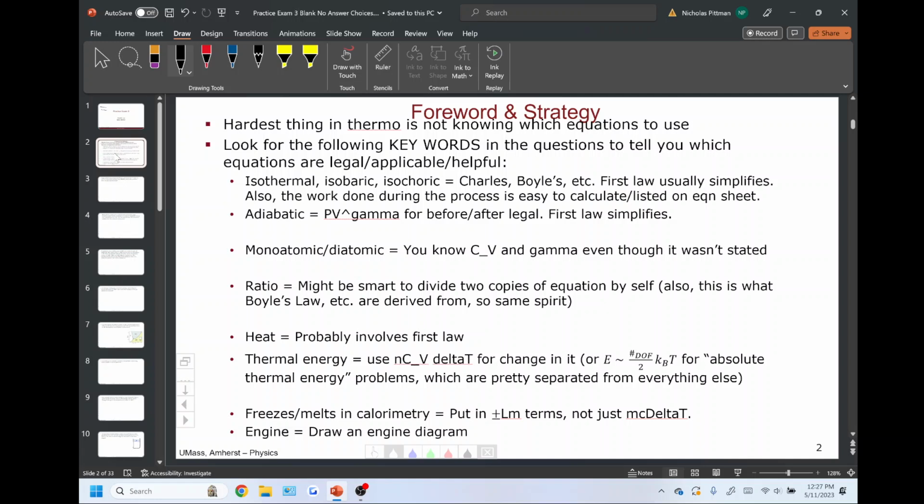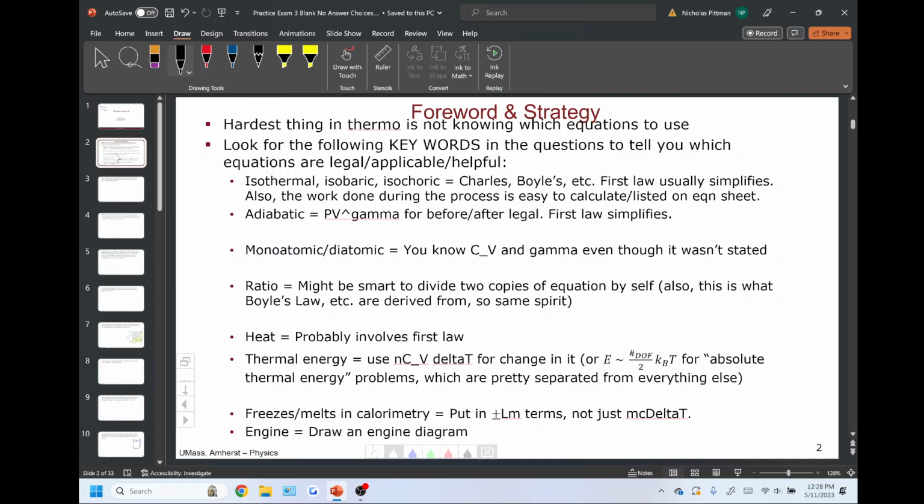So the hardest thing in thermo is not knowing which of the many similar looking equations to use. A pretty good strategy that can help you orient yourself is to look for some keywords in the questions, which sort of restrict the number of equations you might have to sift through. Some keywords are isothermal, isobaric, isochoric, and similarly adiabatic. When those words are stated, it tells you something about what variable was held fixed during a process. And because of that, either Charles' law, Boyle's law, or the Gay-Lussac law will apply to those compressions.